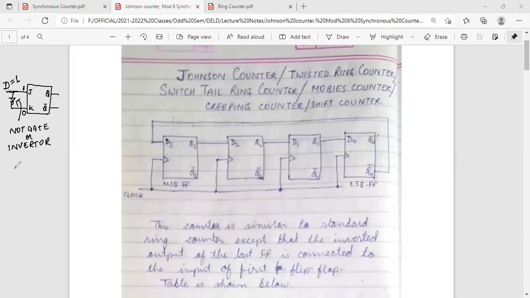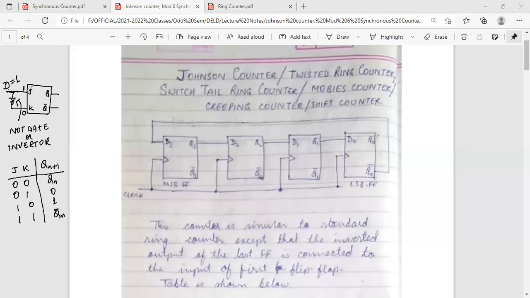When we make the truth table of the JK flip-flop, we have four possible combinations: 00, 01, 10, 11. For 00 we have no change. For 01 we have 0, reset. For 10 we have 1, set. And for 11 we have Qn+1 equal to the complement.